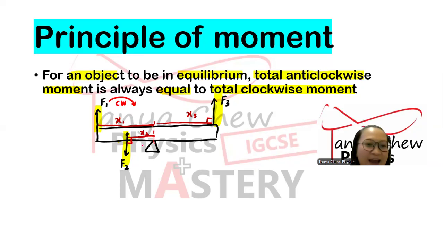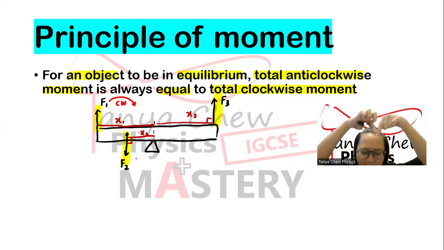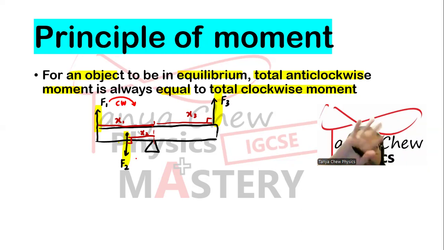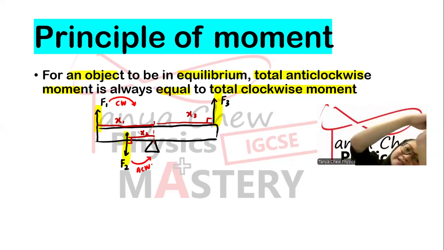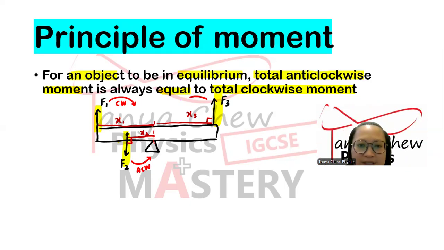Look at F2. F2 is going down. While going down, where's the pivot? It is on the right-hand side, so you have to turn to the right-hand side. When F2 is turning towards the right-hand side, this is called anti-clockwise moment. What about F3? F3 is going up. While going up, where's the pivot? The pivot is on the left, so we turn towards the left. Turning towards the left is also called anti-clockwise moment.